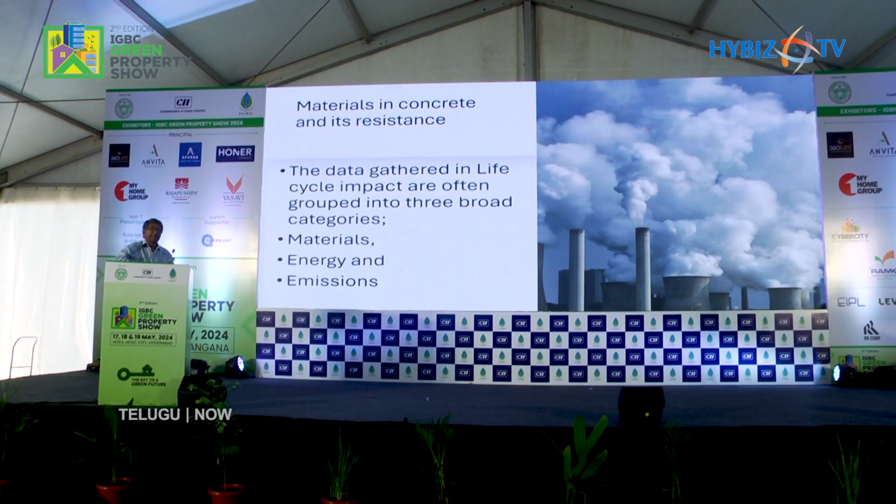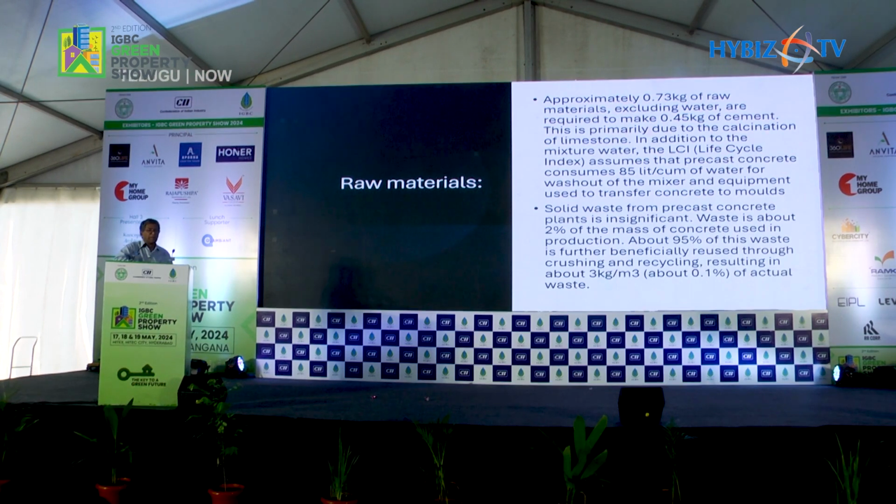Materials in concrete and its resistance: data gathered in life cycle impact are often grouped into 3 broad categories: materials, energy and emissions. So what are the raw materials? Approximately 0.73 kg of raw materials, excluding water, are required to make 0.45 kg of cement, primarily due to the calcination of limestone. Solid waste from precast concrete plants is insignificant. Waste is about 2% of the mass of concrete that is used in production.